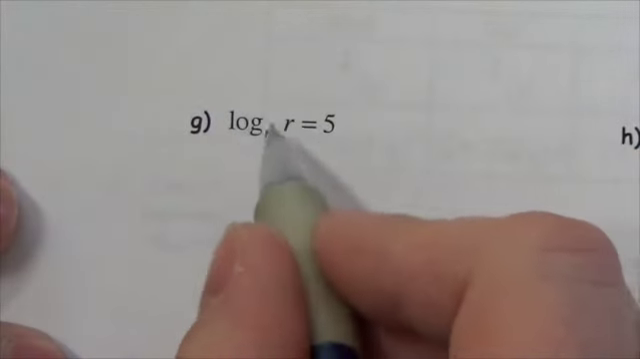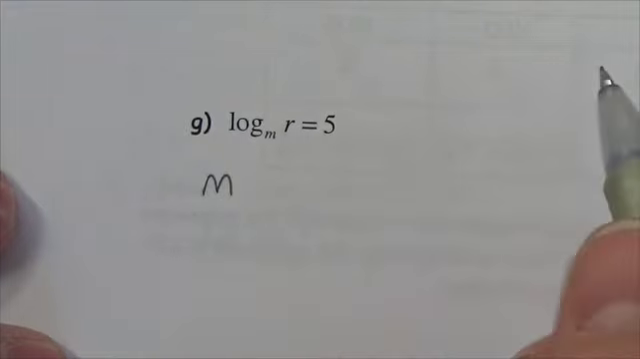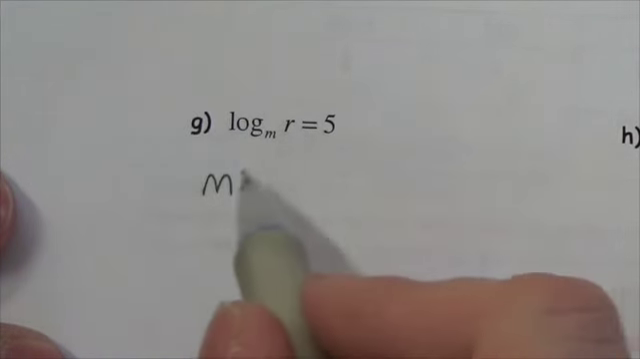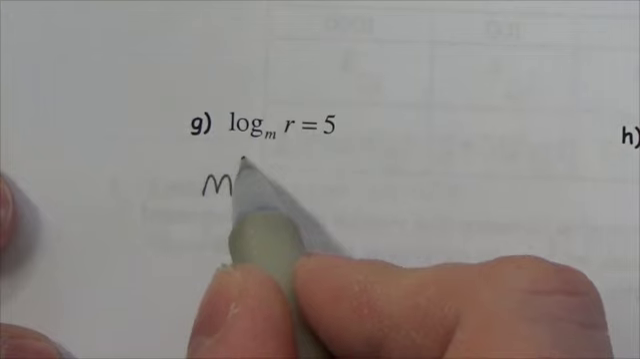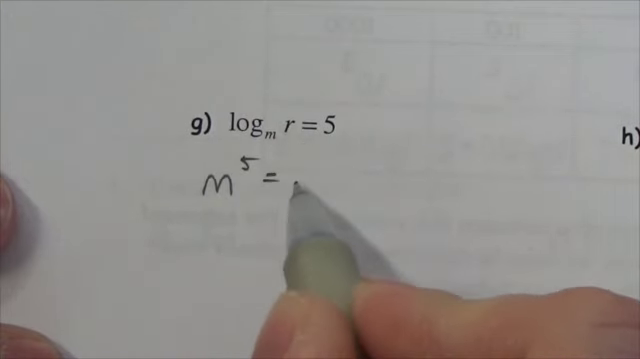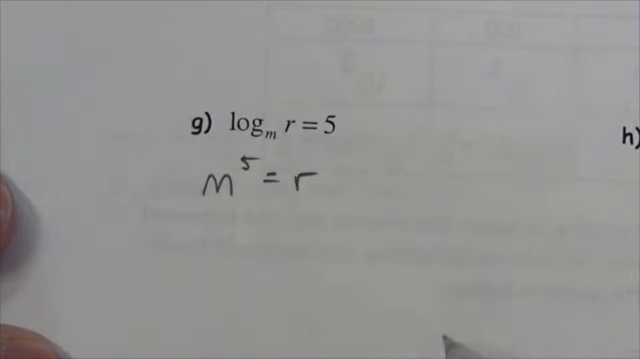Okay, here's another case where we've got a variable in the base, but that's okay. That just means that my base is a variable. So m to the 5, because the logarithm is the exponent, and it equals the argument of the logarithm. M to the 5th equals r.